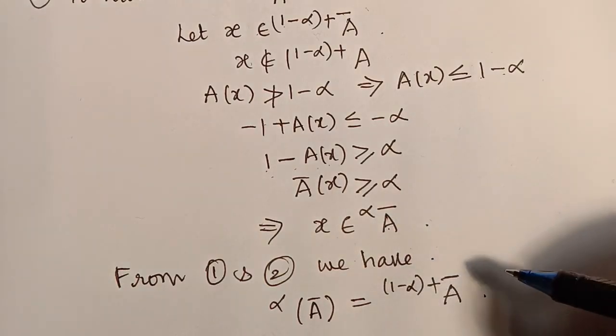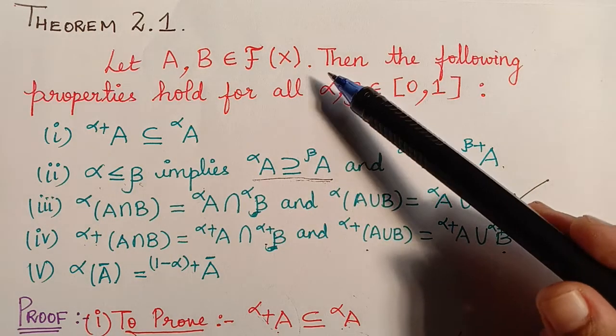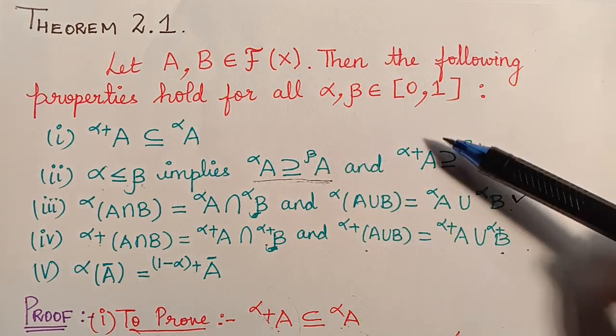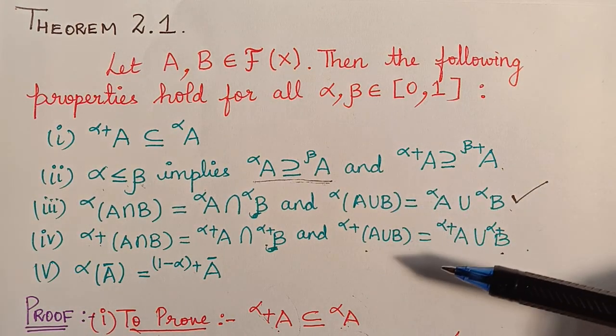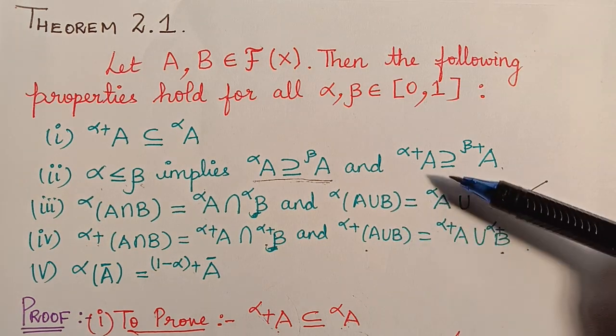So with this we are done with all the 5 elementary properties of alpha cut. So this theorem has been proved in 3 videos as part 1, part 2 and part 3. Kindly find it in the playlist. Hope you have understood all the proof.